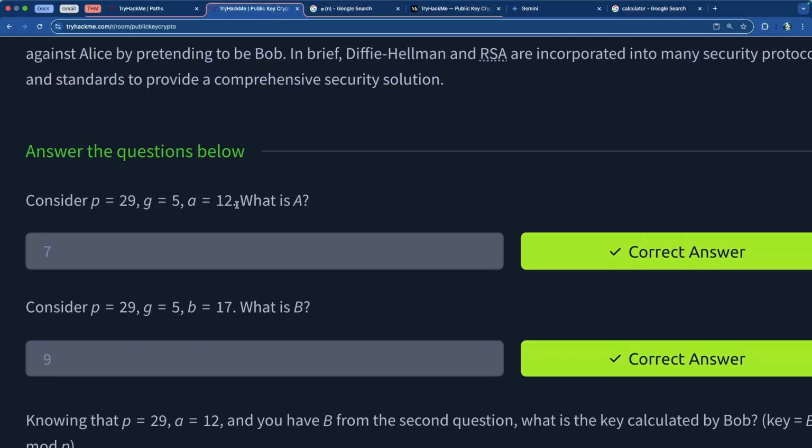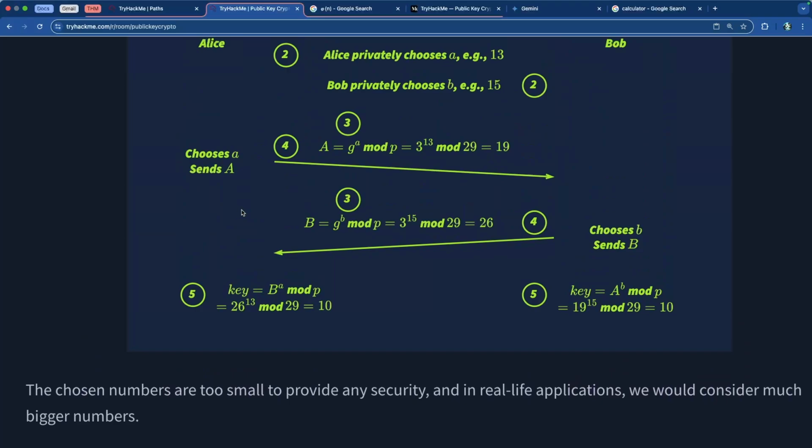When you see these numbers and it says that you're going to get the mod of something, that means you're getting the remainder. So 3 to the power of 13 mod 29 means whatever this value is, 3 to the power of 13, you divide it by 29, and then you get the remainder, which ends up being 19. The remainder for this one is 26, and then you would use those values to figure out the keys, which would be the same thing.